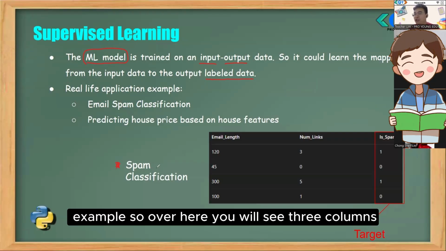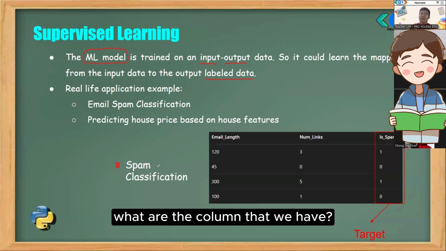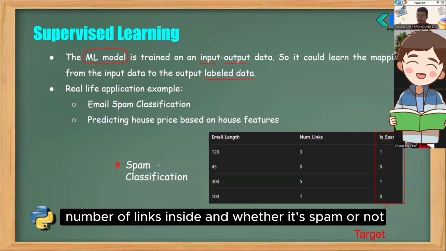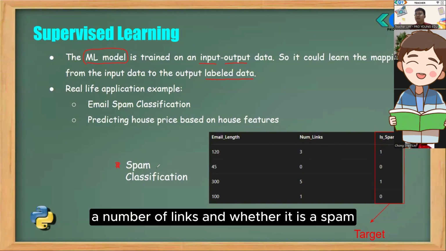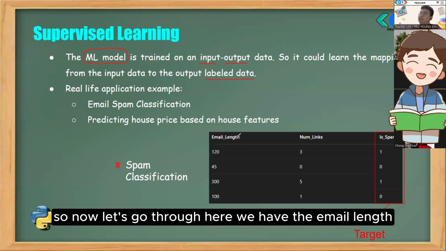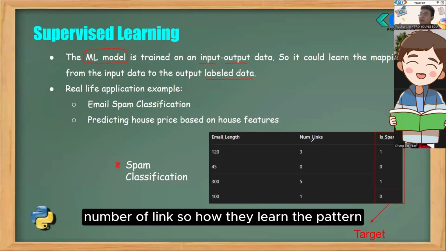So over here, you will see three columns. What are the columns that we have? Email length, number of links inside, and whether it is a spam or not. What does spam mean? So now let's go through here. We have the email length, number of links.